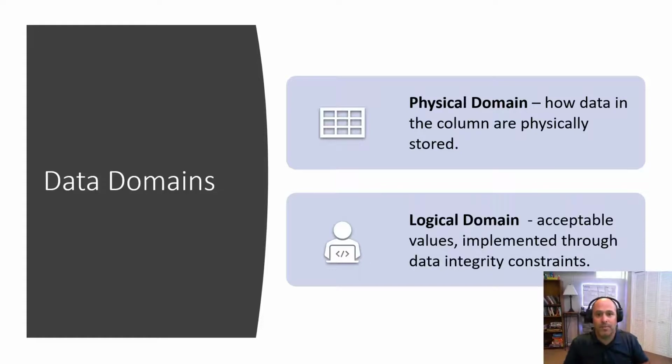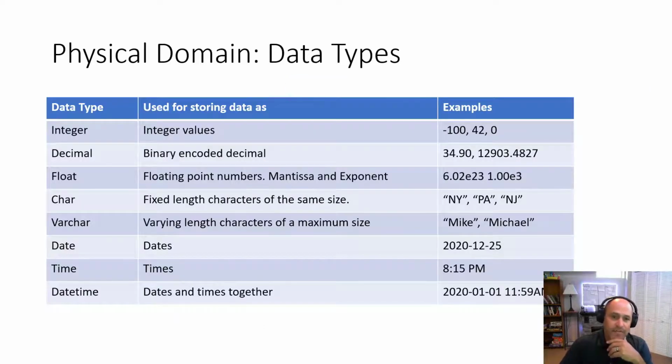Physical domain is a requirement of every column in the table in a DBMS. It needs to have a physical domain, as you saw when I was using Add Minor. So you have different types of physical domains. You have integers, decimals, floats, characters. Okay, characters are fixed length characters, like I say char 2, and that means characters of size 2. Varchar means up to 2 characters, so it's a little more flexible.